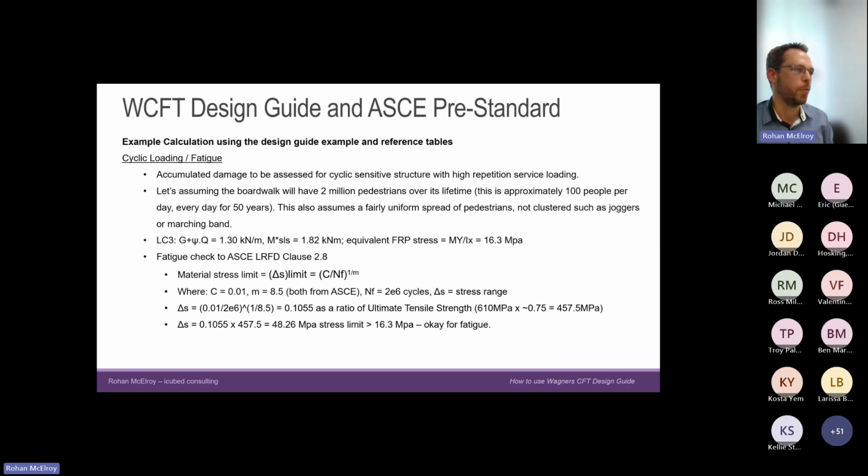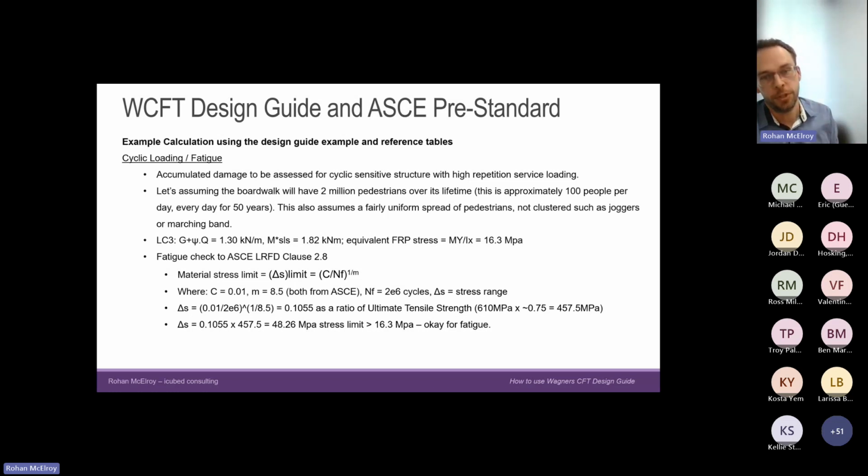Cyclic loading is another important one, not so much in terms of boardwalk application, but definitely important in other structures as well. For this example, I've just made up a scenario where we've got 100 people crossing over the boardwalk every day for 50 years, which gets you roughly around 2 million cycles over the design life of the structure. We've got a service UDL load from the design manual as well in that example, and converted it to a serviceability design moment of 1.82 kilonewton meters.